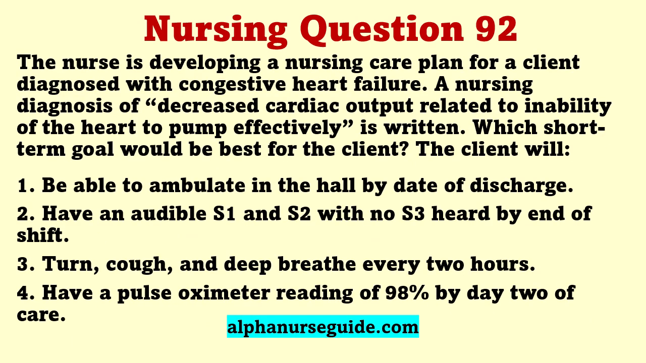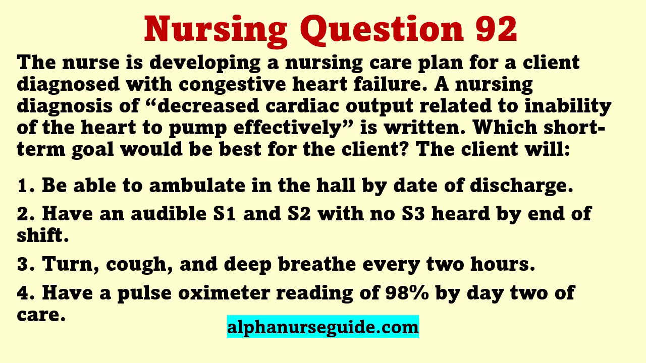The nurse is developing a nursing care plan for a client diagnosed with congestive heart failure. A nursing diagnosis of decreased cardiac output related to inability of the heart to pump effectively is written. Which short-term goal would be best for the client? The client will 1. Be able to ambulate in the hall by date of discharge. 2. Have an audible S1 and S2 with no S3 heard by end of shift. 3. Turn, cough, and deep breathe every 2 hours. 4. Have a pulse oximeter reading of 98% by day 2 of care.